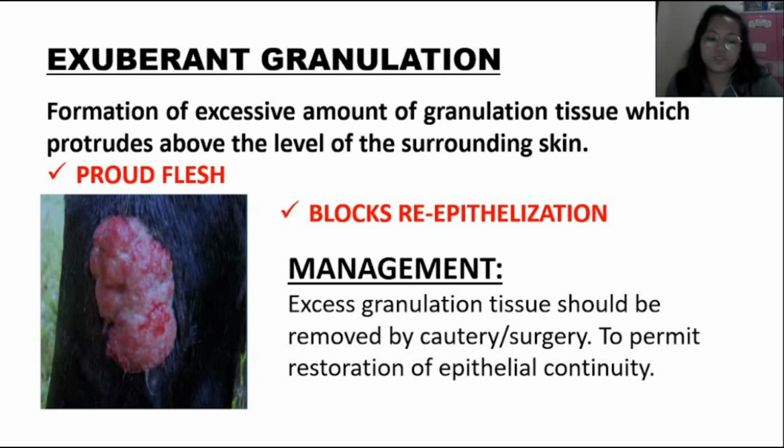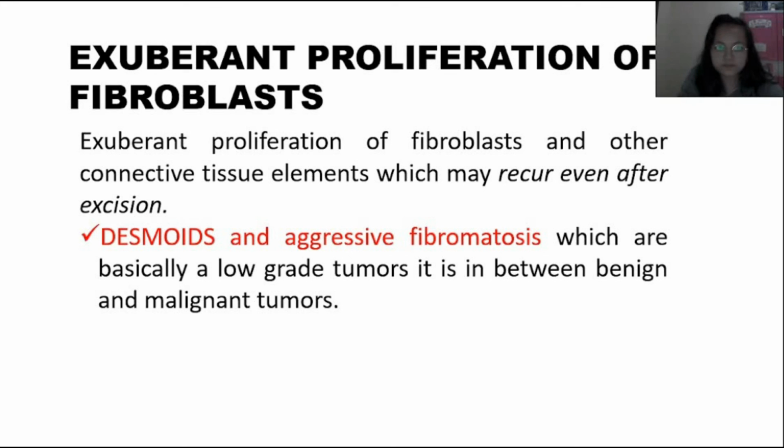What happens in exuberant granulation? Basically, it blocks reepithelialization. What does this mean? The opposite ends of the skin will not be able to reepithelialize, and then closure of the wound will not happen. How to manage these cases? You have to remove the excess granulation tissue through surgery to permit restoration of epithelial continuity.